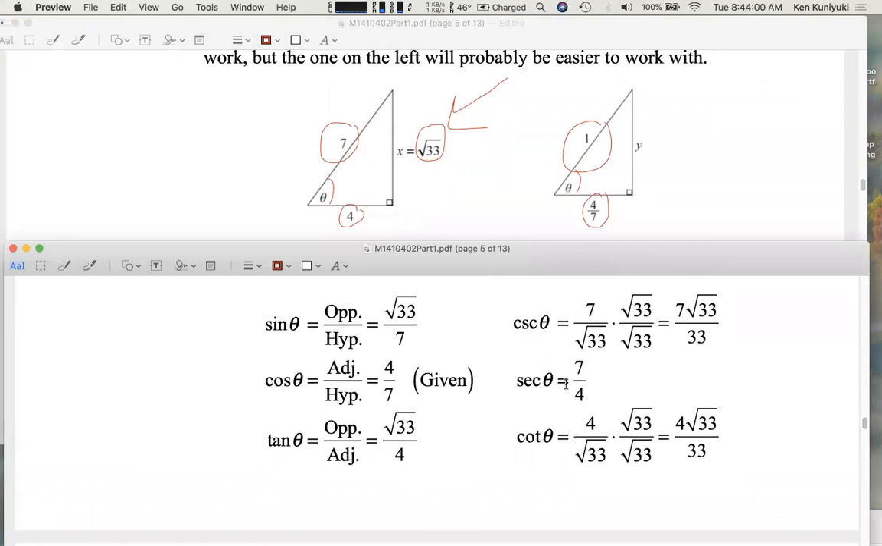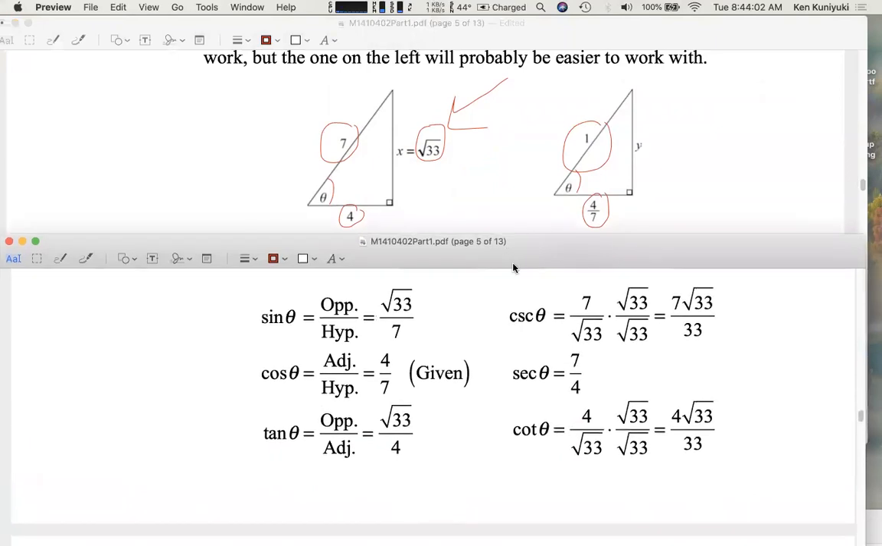Well, here we go. Now, remember, right off the bat, we were given that cosine of theta was 4/7. But now we can figure out the other 5 ratios. What about sine of theta?